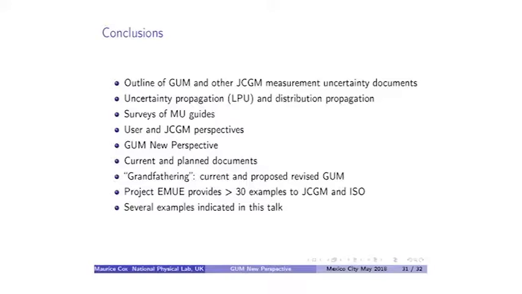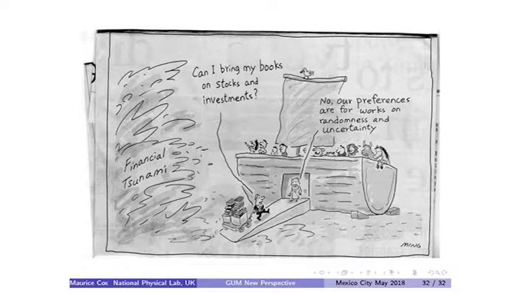I've given you a flavour of the current and the planned documents. I mentioned the grandfathering concept, whereby the current GUM sits alongside the revised GUM. I mentioned Project EMU, which is going to provide more than 30 examples to the JCGM and ISO committees, and I've included several examples in this talk. Thank you for your consideration.